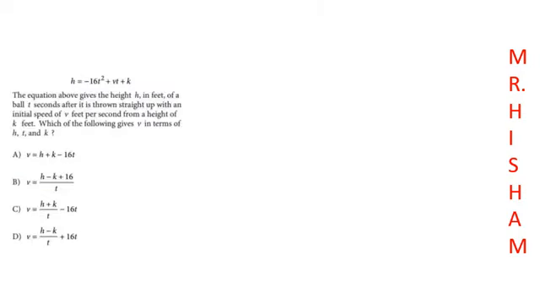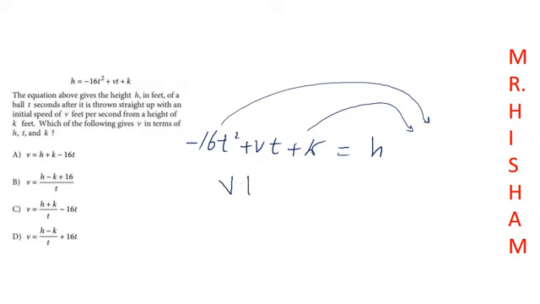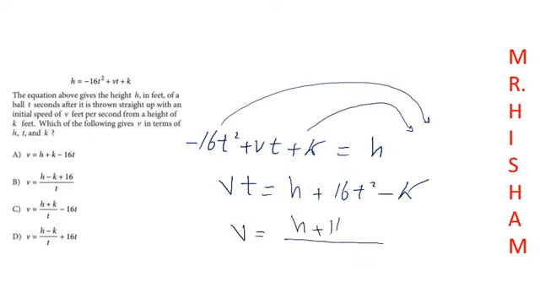For this question, it's also a subject formula, so I don't have to read all of this. He wants to make v the subject, right? So we write negative 16t squared plus vt plus k is equal to h. By moving positive k and negative 16t squared to the other side, vt is equal to h plus 16t squared minus k. And then you will have to divide by t. So v is equal to h plus 16t squared minus k, over t.